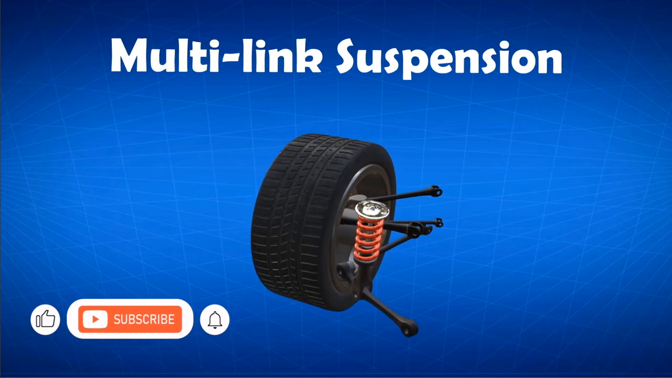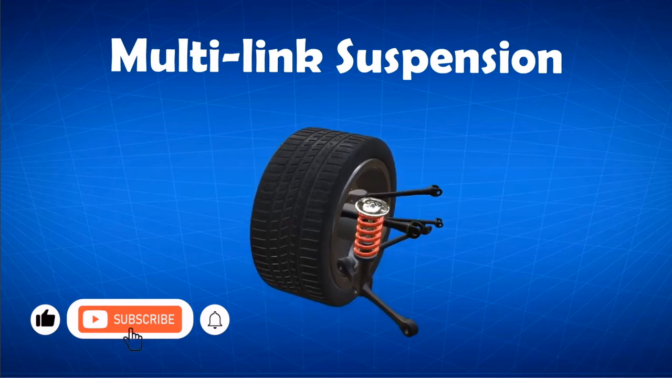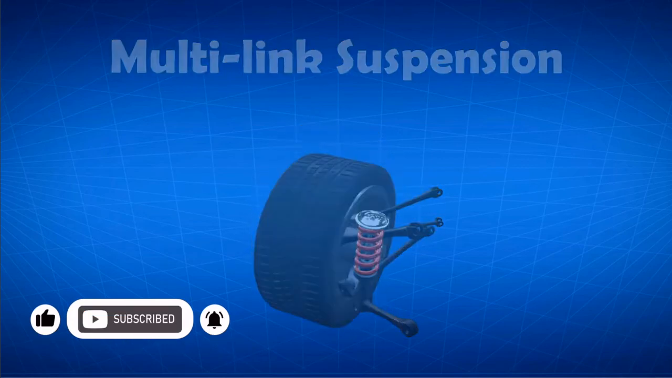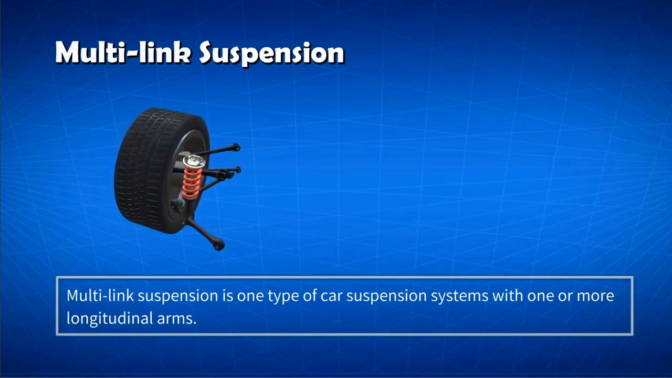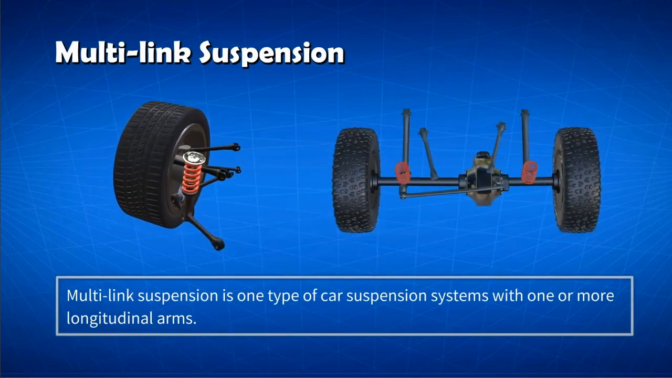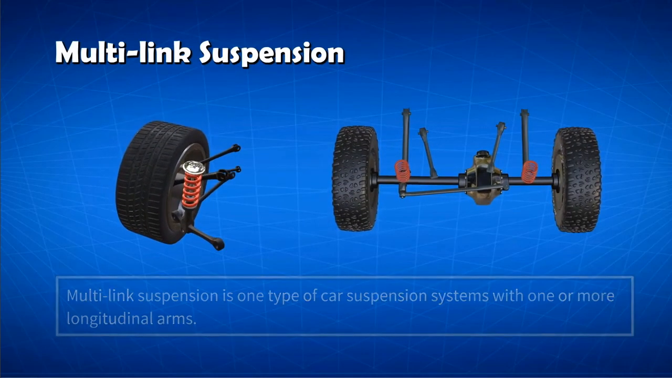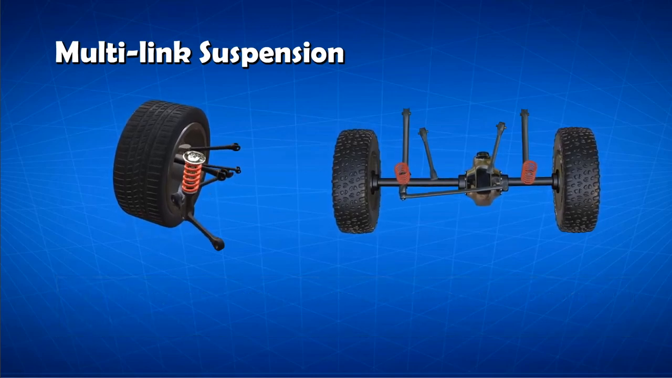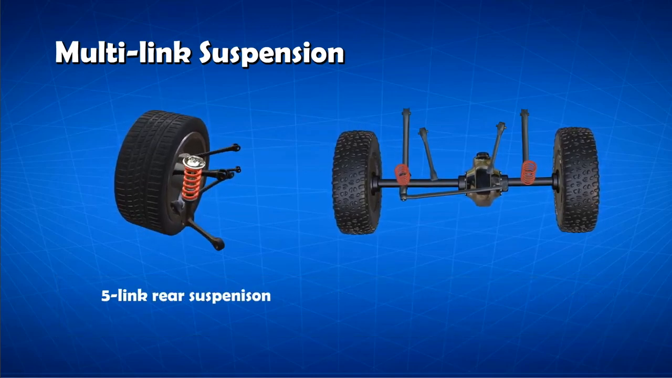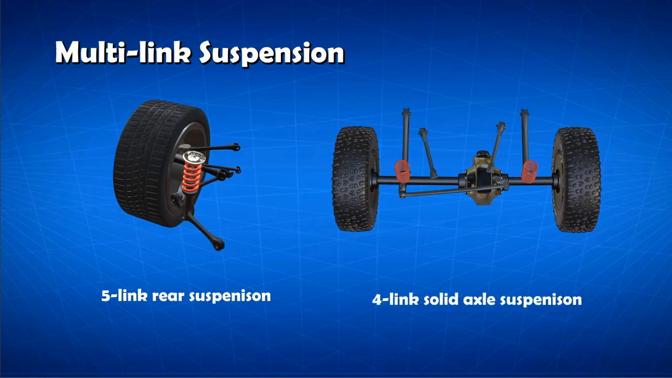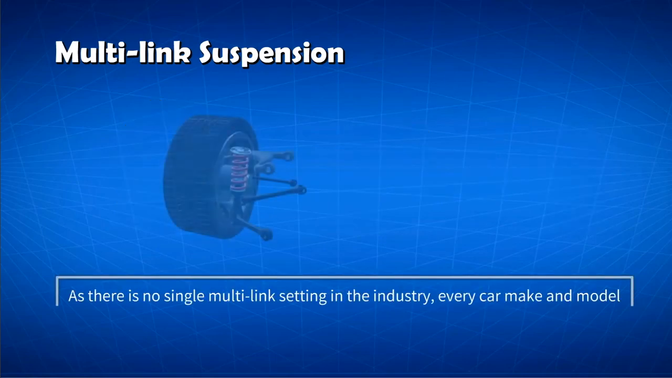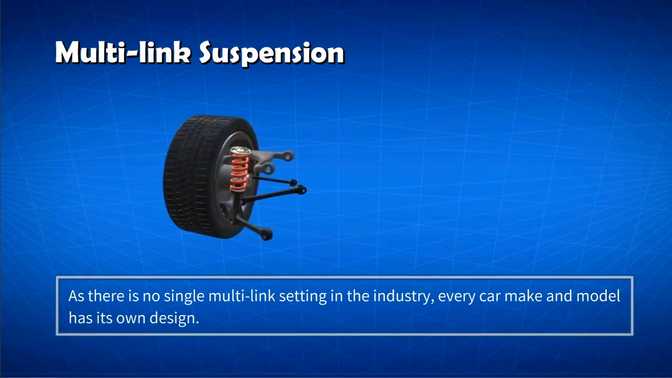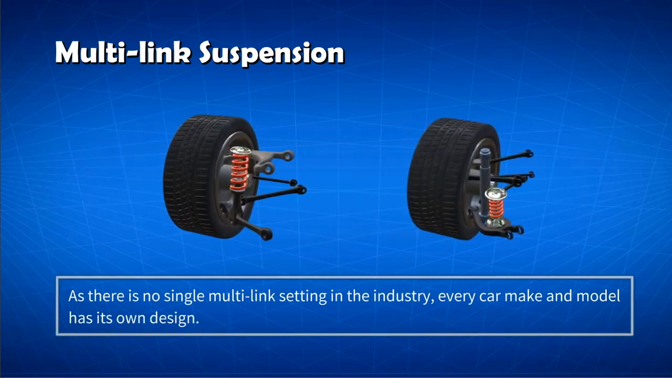Multi-link suspension. Multi-link suspension is one type of car suspension system, with one or more longitudinal arms. In a broader definition, a multi-link suspension can be considered as a suspension system with 3 control links or more, multi-links. As there is no single multi-link setting in the industry, every car make and model has its own design.